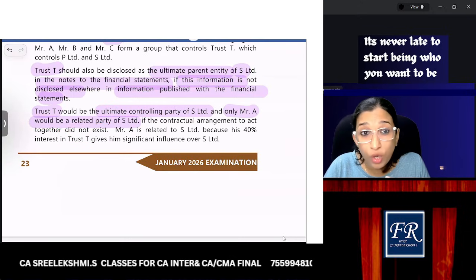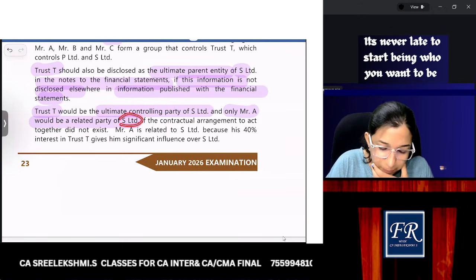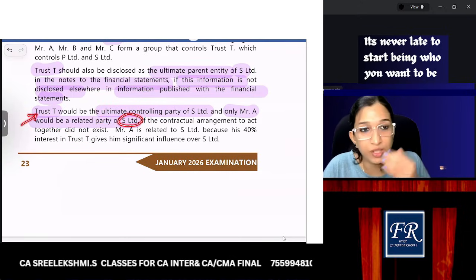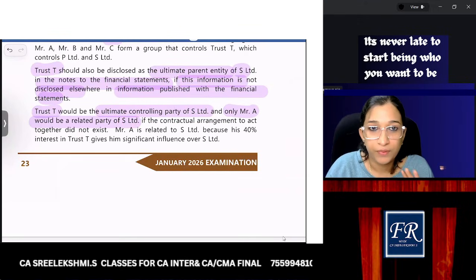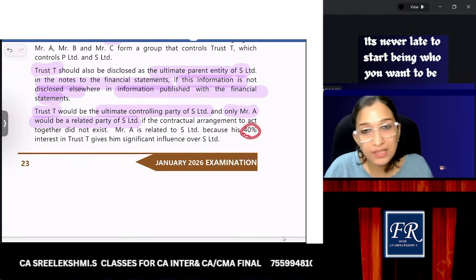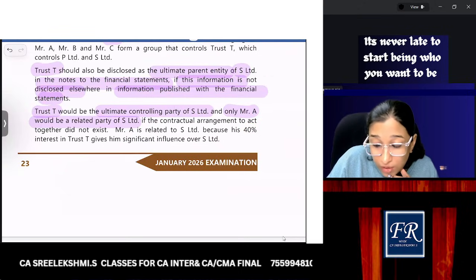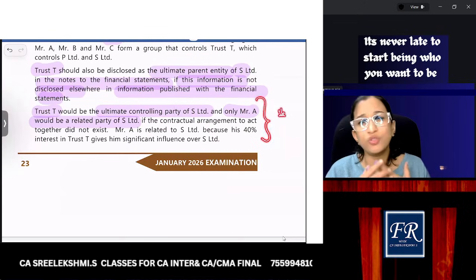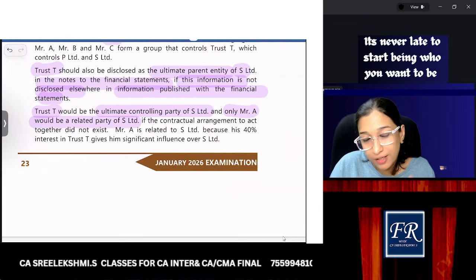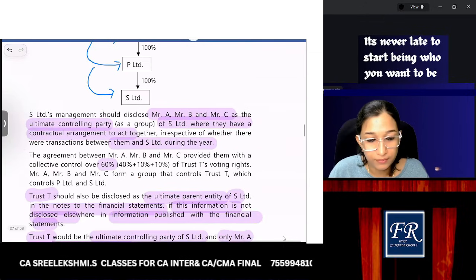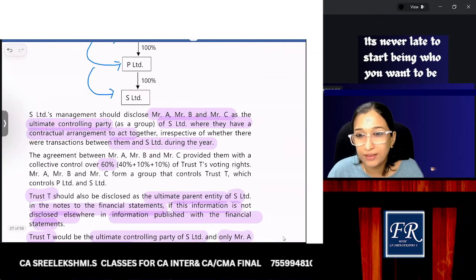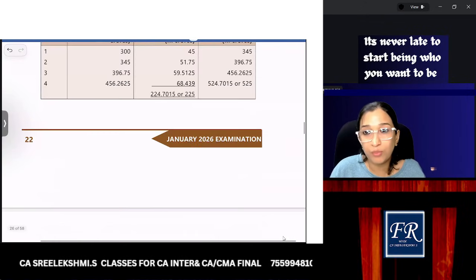If there is no contractual arrangement, who will be the ultimate controlling party? The trustee, because there is no other controlling party. Then only Mr. A will have significant influence in the trust if there is no contractual arrangement. But there is no question like what if there is no contractual arrangement? Here the answer is this part. Did you get that?